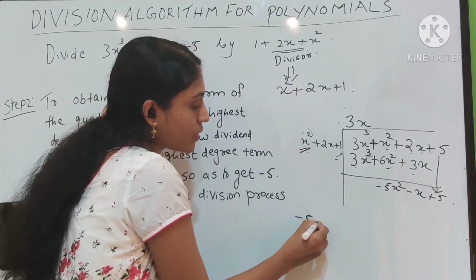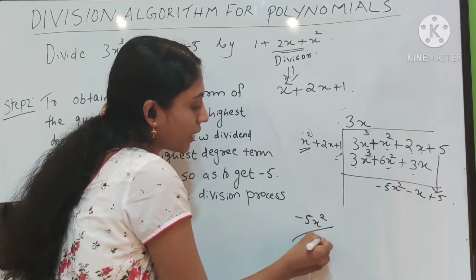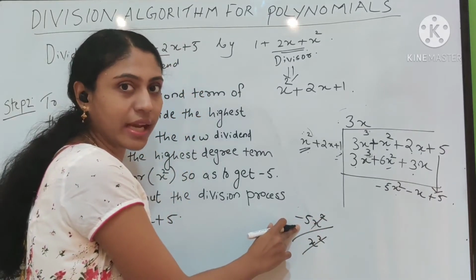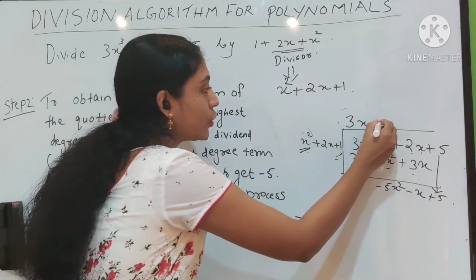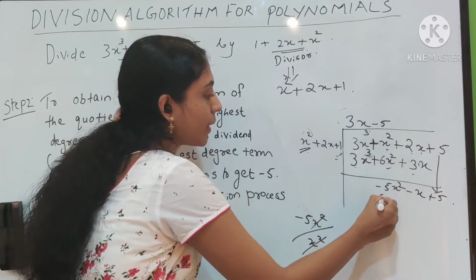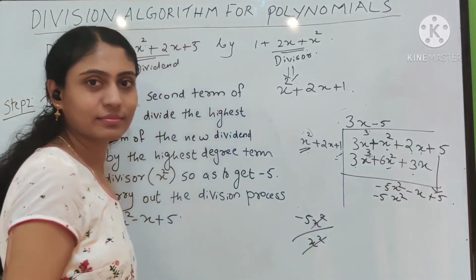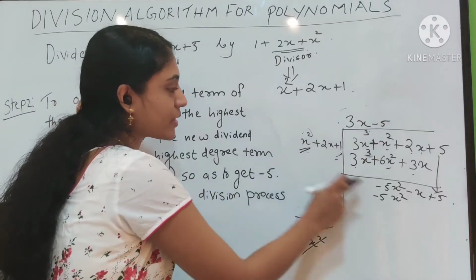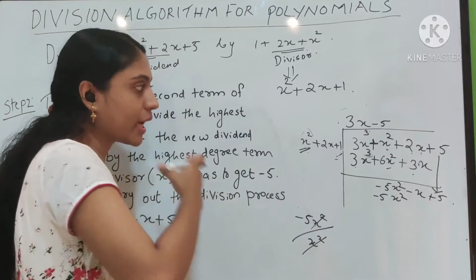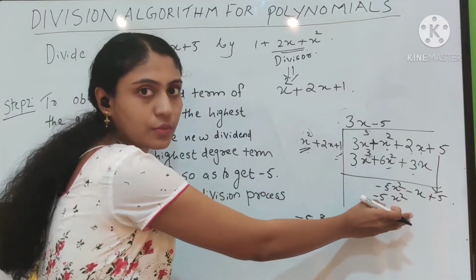What will we get? Minus 5x square divided by x square. What is the answer? Minus 5. That means x square into minus 5. What will we get? Minus 5x square. Got it? Minus 5 into x square, it is minus 5x square. Then carry out the remaining division process for this term.